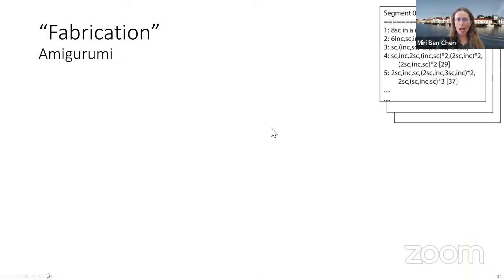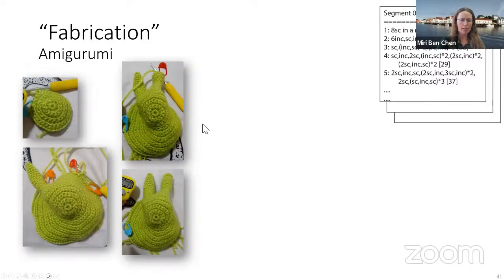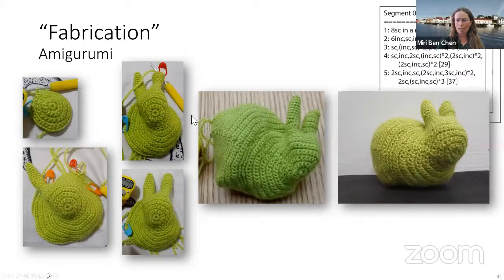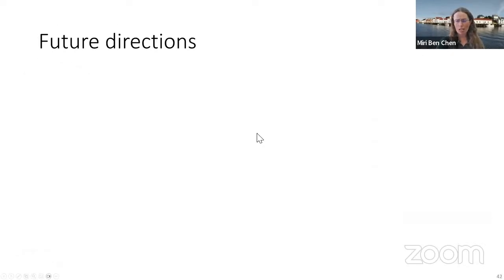Fabrication: again, the output of this code is knitting instructions. So you actually get something that looks like crochet knitting. We had some people who work in programming languages help us with this, and here you see the procedure. We hired some knitters, and they managed to work with our instructions. And this is the final bunny that you get. Again, it's not exactly the shape of the input bunny. There's some smoothing involved, etc., and there are some additional physical constraints which have to be taken care of.